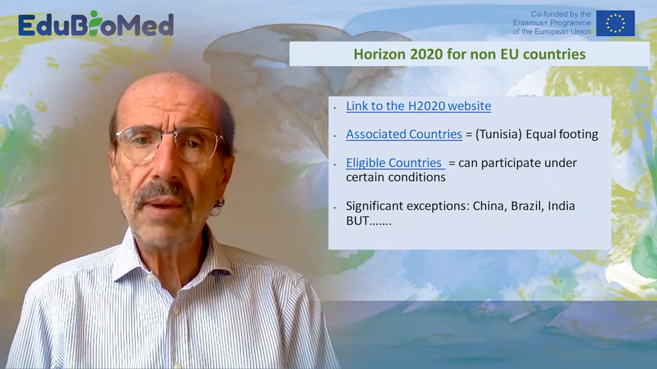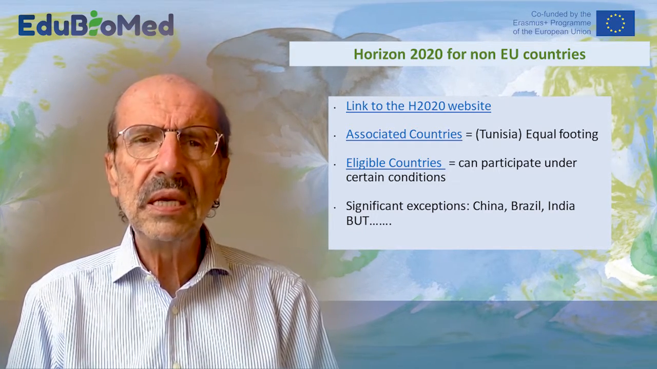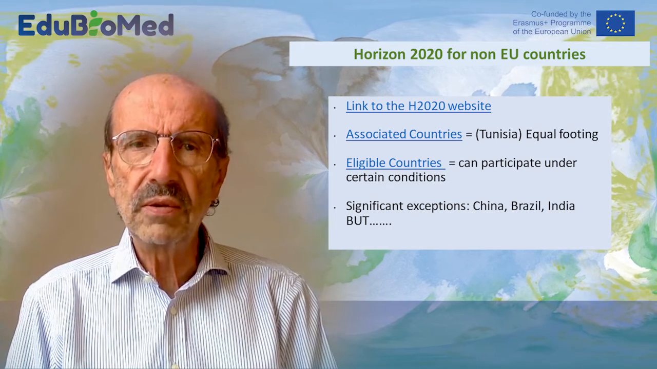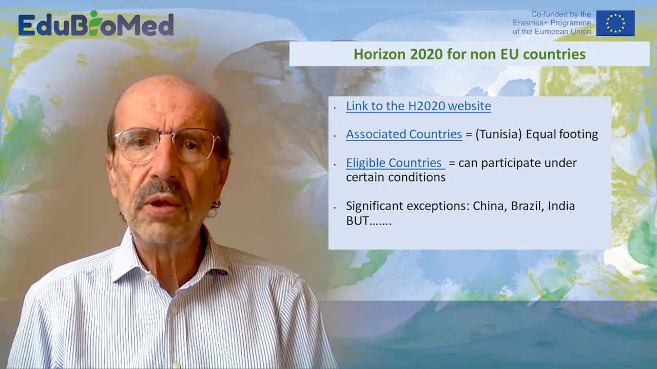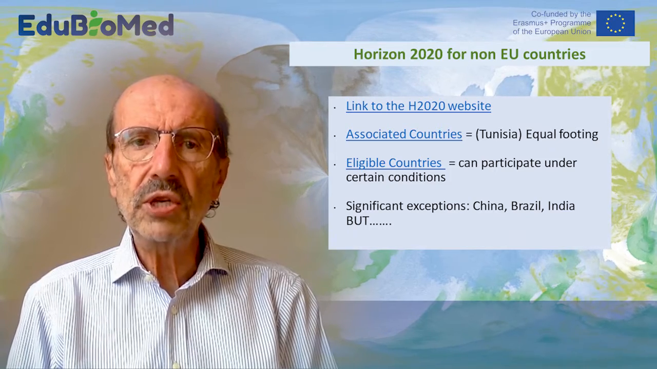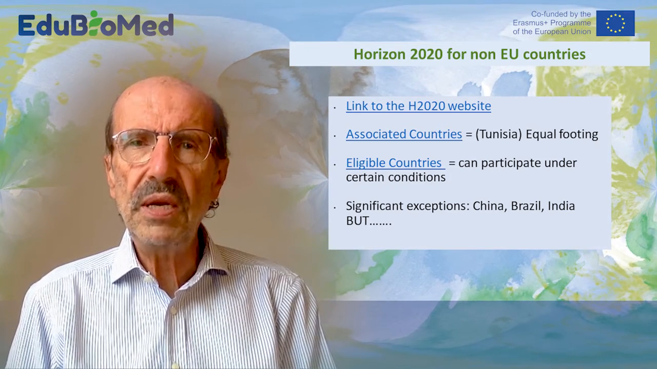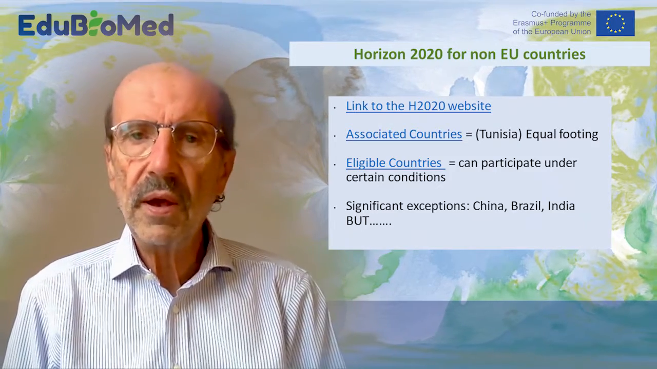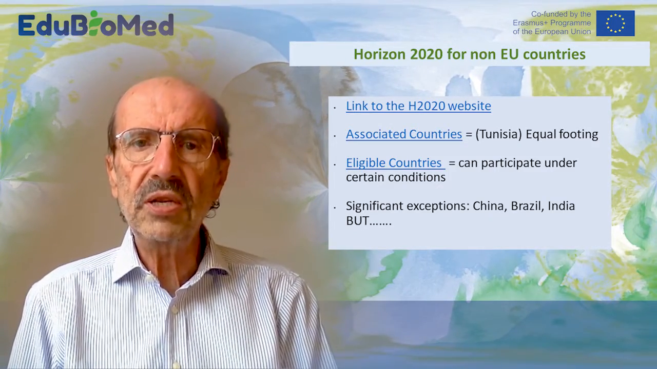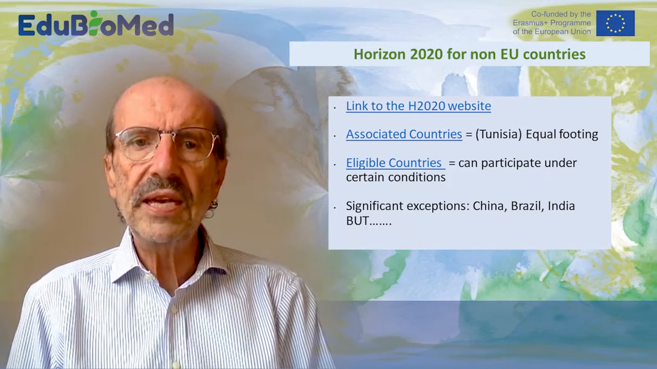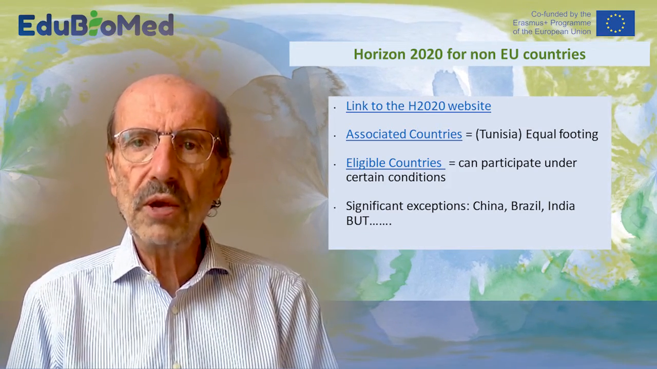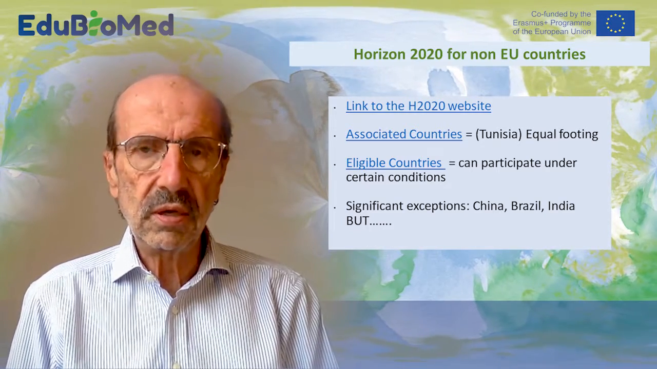The interesting thing about Horizon 2020 is that there are some countries which are called associated countries. For instance, Tunisia. Tunisia is the only African country which is an associated country. What does it mean? It means that Tunisian organizations of whatever type, research companies, universities, can participate in the program as though they were a European Union country.